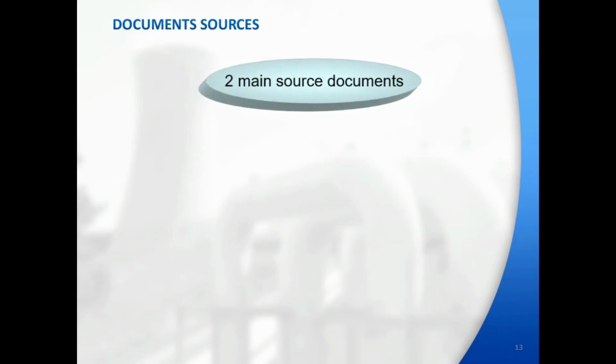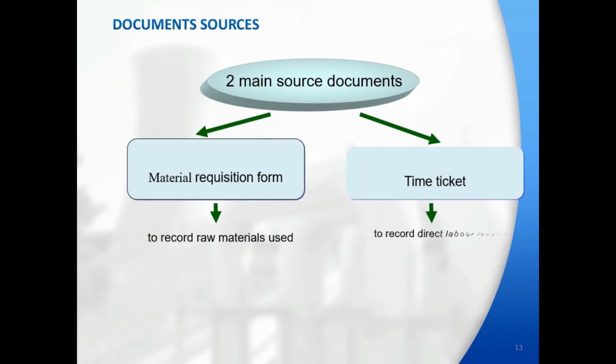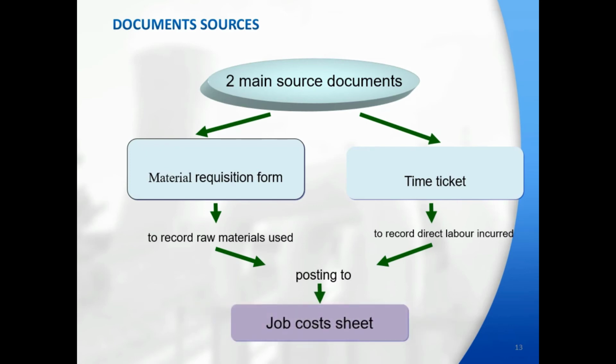As a conclusion, there are two main source documents, which are the material requisition form and the time ticket. The material requisition form records raw material used, while the time ticket records direct labor incurred. We are posting to the job cost sheet.